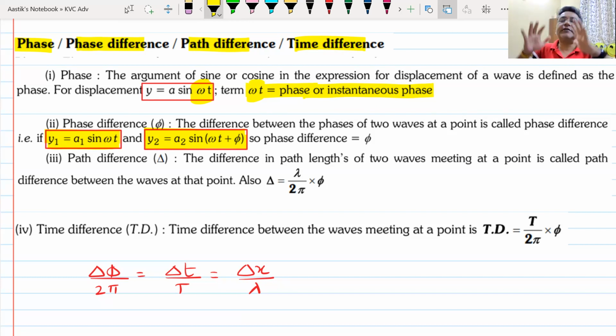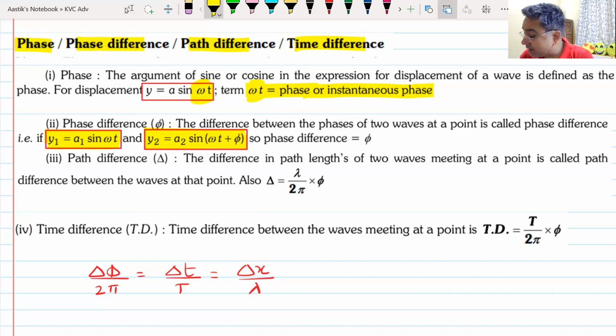Take a deep breath like this. Close your eyes. Think about it. Open your eyes. Listen to the question and then give the answer. Between y1 and y2, which wave is ahead and which wave is behind? Y2 is ahead and Y1 is behind.